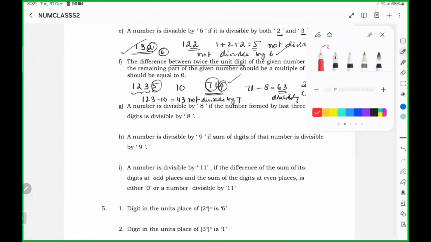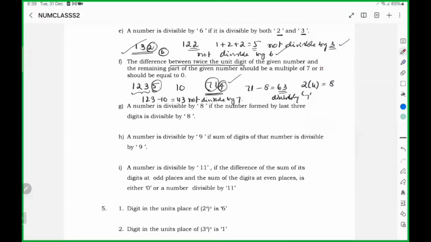Now, a number is divisible by 8 if the number formed by the last three digits is divisible by 8. 1864 is there. 864 is divisible by 8, 108 times. Hence, whatever the number of digits, we say that it is divisible by 8. For 2, the last digit should be even. For 4, the last two digits must be divisible by 4. For 8, the last three digits must be divisible by 8.